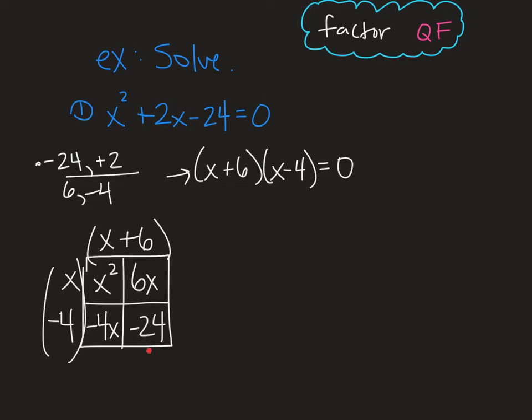And that's why the box method is not super necessary when a is 1. However, we will be seeing ones where a is greater than 1, and then the box method's pretty nice. We're not done though, we have to solve. All we've done is factored.